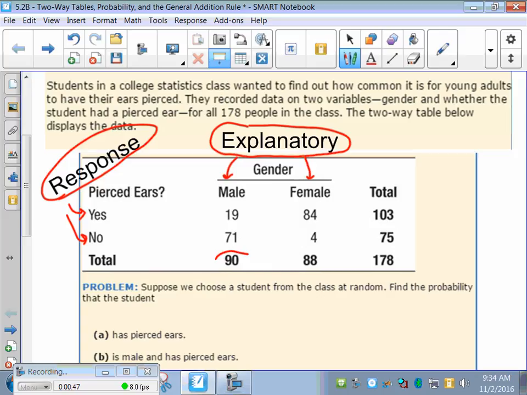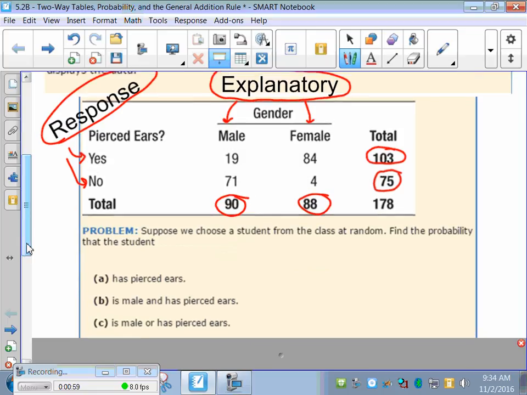We've got 90 males and 88 females. We've got 103 people with pierced ears and 75 with not pierced ears, a total of 178 kids. So we have to be able to interpret this table and find the probabilities. Suppose we choose a student from the class at random. Find the probability that the student has pierced ears.